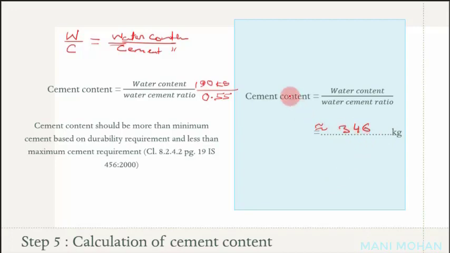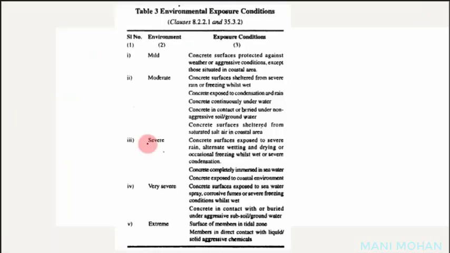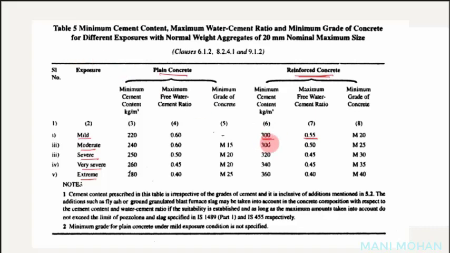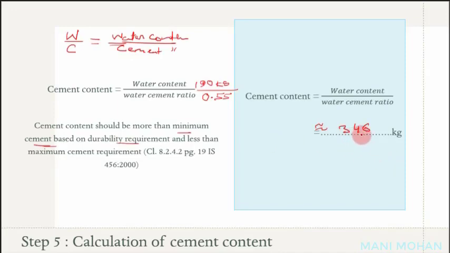We have to see that whatever cement content you are adopting, it has to be more than the minimum cement content based on durability requirement. When we had seen table number 5, can you see the minimum cement requirement? It is 300 kg per meter cube. As per my calculation, I need 346 kg per meter cube. So this is greater than 300 kg. So this is satisfactory.